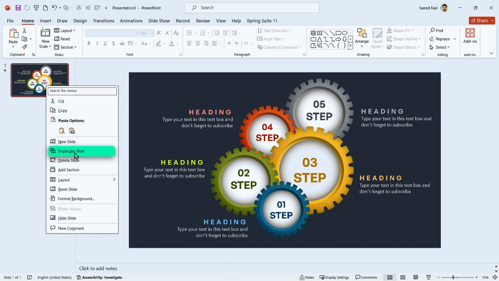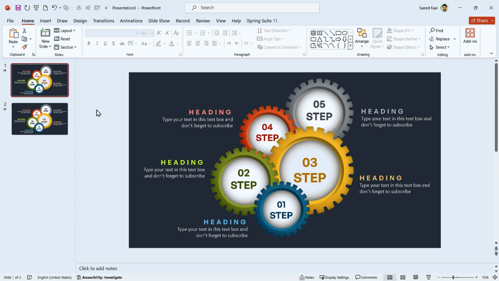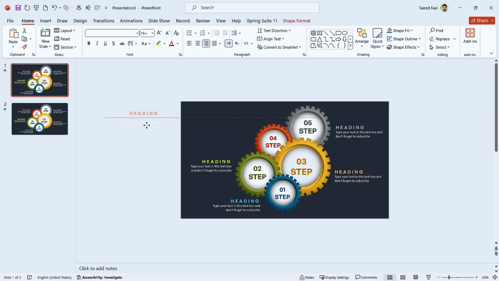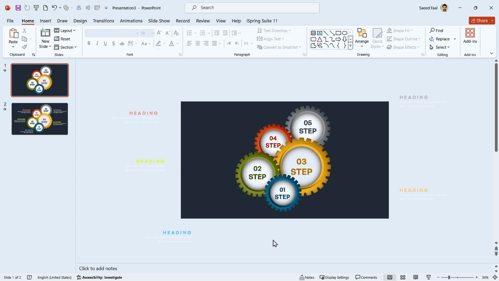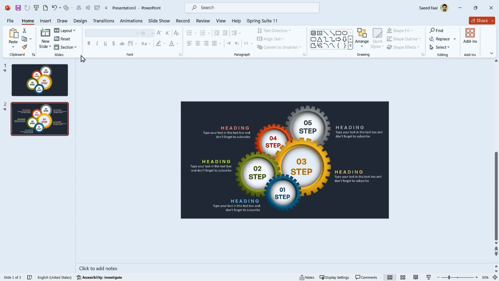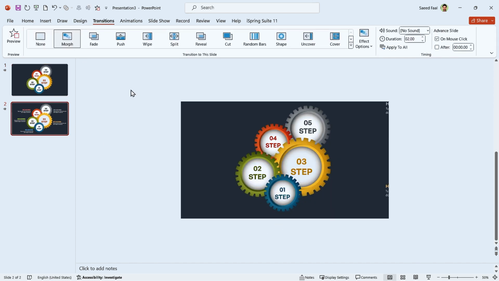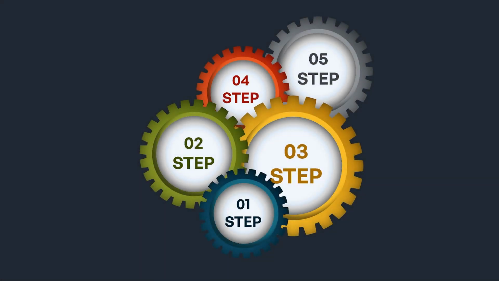Now duplicate the slide, and in the first slide, drag all the titles to the outside. Also rotate each gear 180 degrees. At the end, select the second slide and add morph transition to it. Now your PowerPoint is ready.